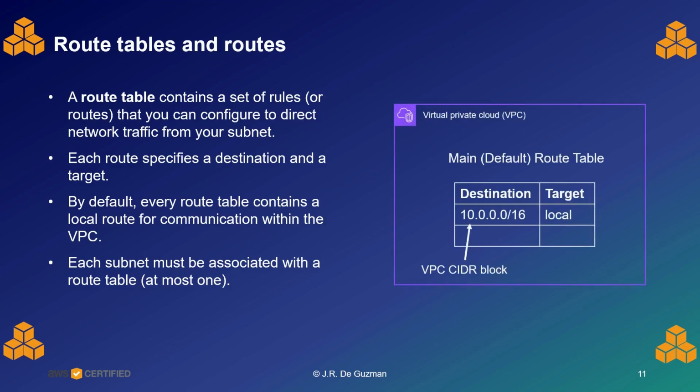The main route table is the route table that is automatically assigned to your VPC, as you can see in the diagram here. It controls the routing for all subnets that are not explicitly associated with any other route table. A subnet can be associated with only one route table at a time, but you can associate multiple subnets with the same route table.